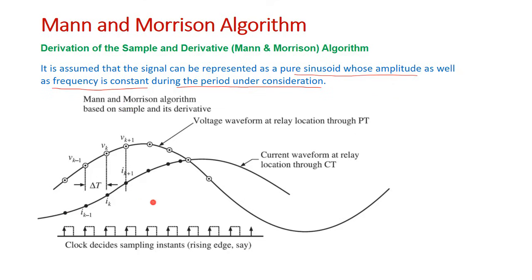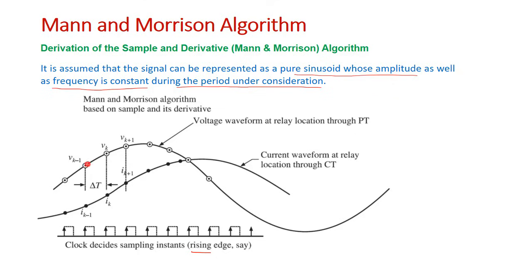You can see here the voltage waveform from the PT and the current waveform from the CT. In fact they are not as ideal as shown, because we are considering here an undistorted sine wave or signal, so it is considered an ideal signal. Here the clock decides the sampling instants at the rising edge, and delta t is the sampling period.